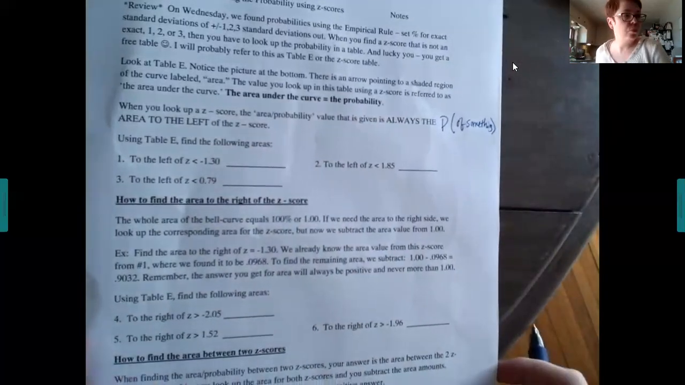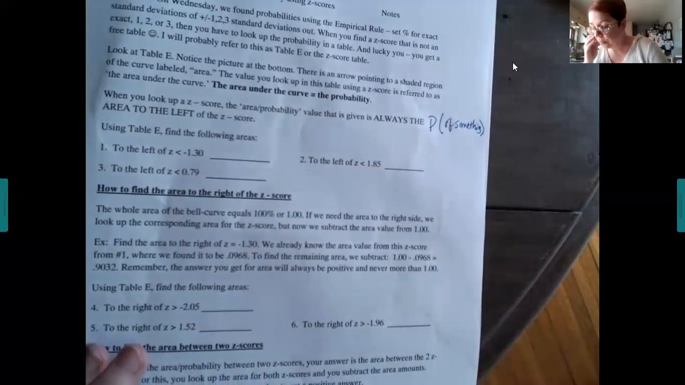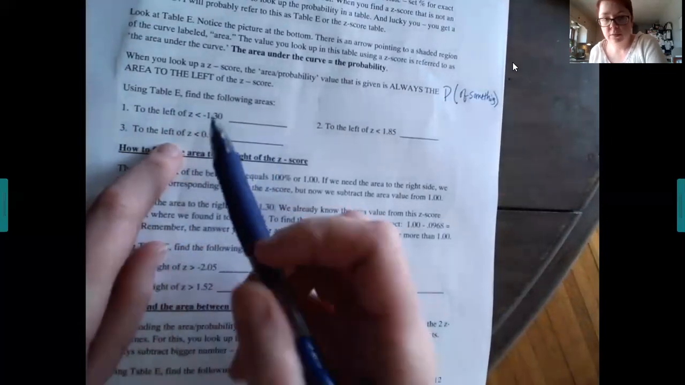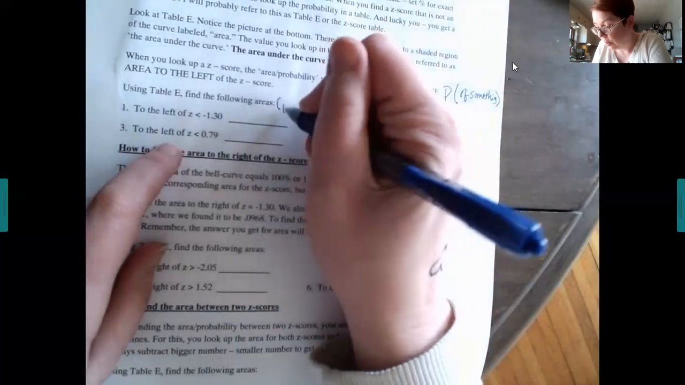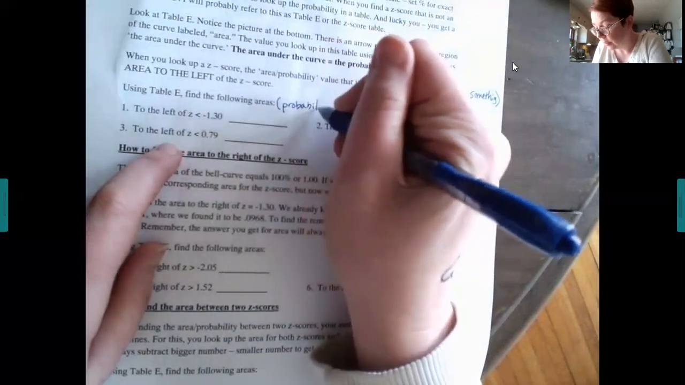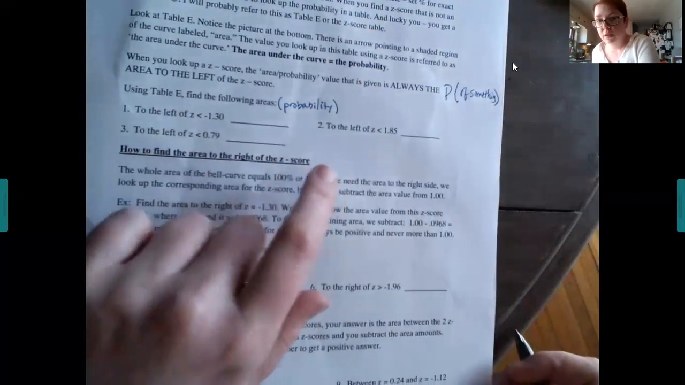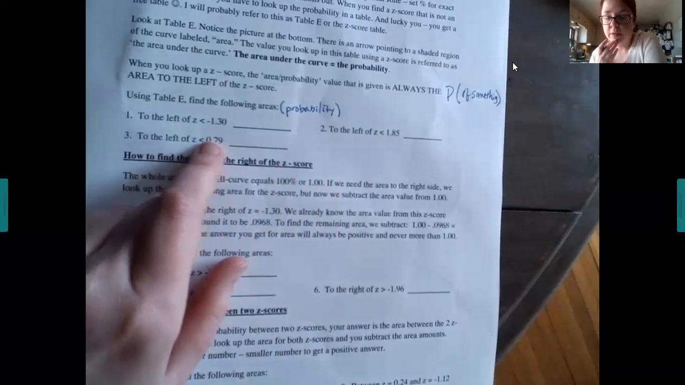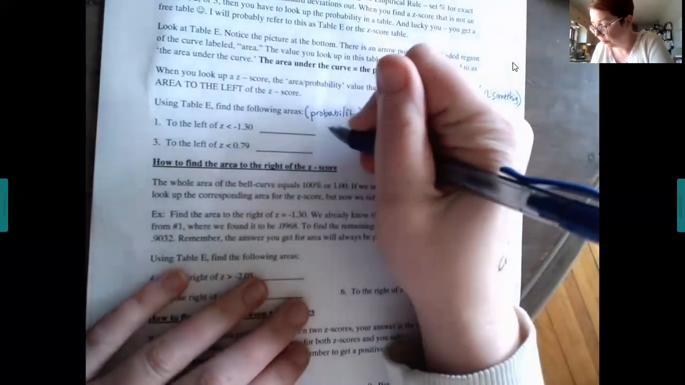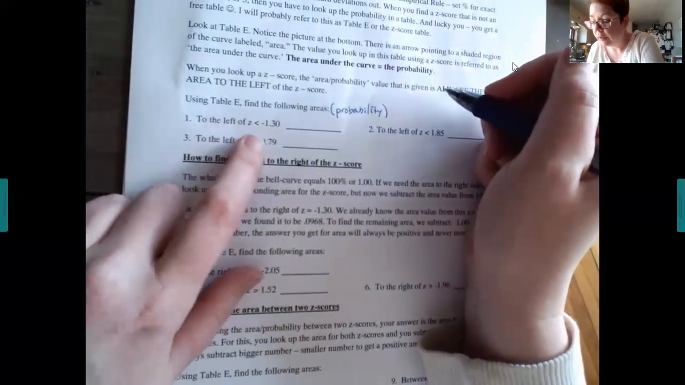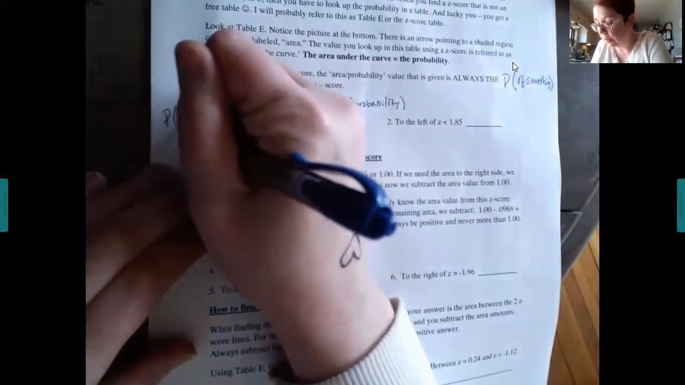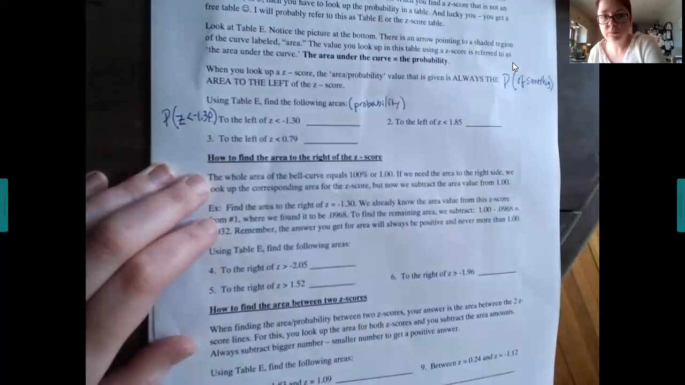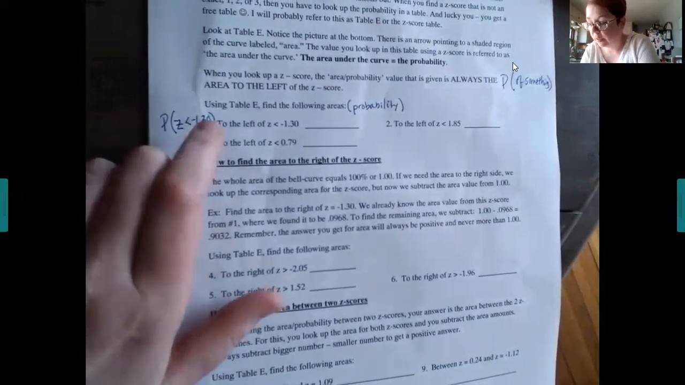When we look at this, it says using Table E, find the following areas. An area is another term for probability in this case. So the homework does have left, right, and stuff like that, but it also has it like this. Rather than saying to the left of, it'll say the probability z less than negative 1.30. So this means exactly what this says.